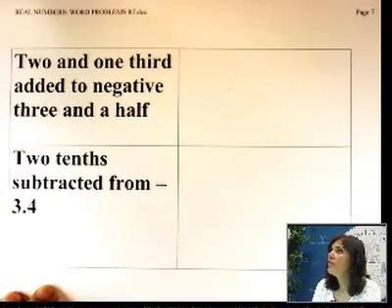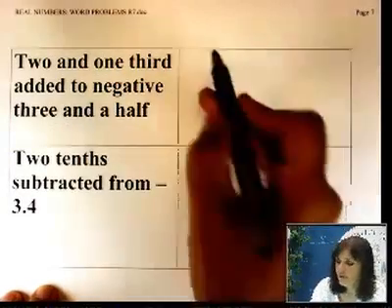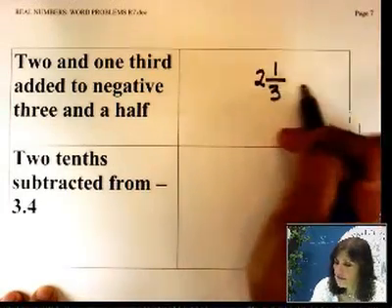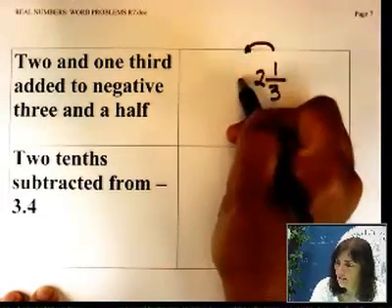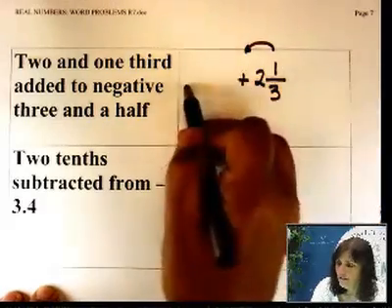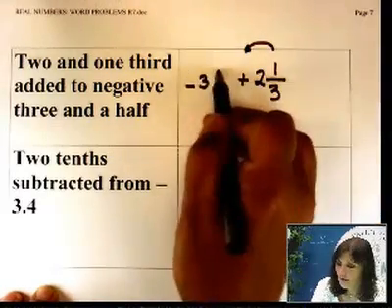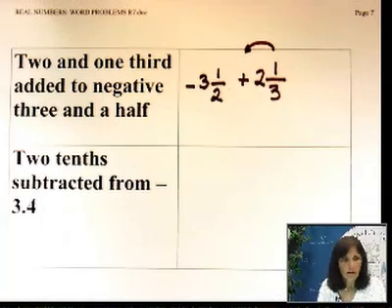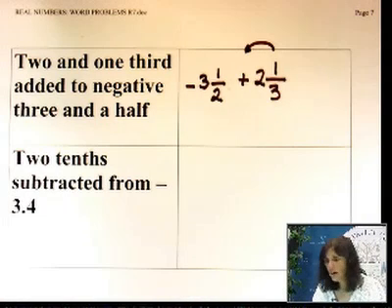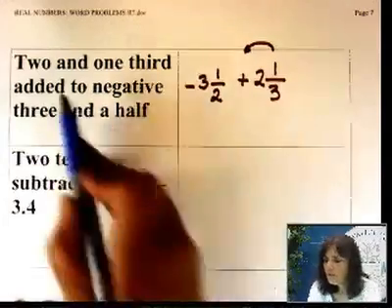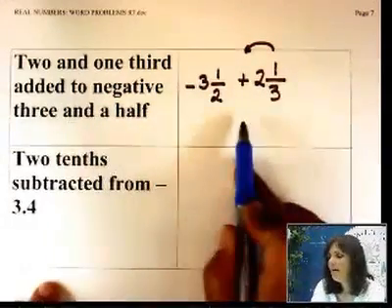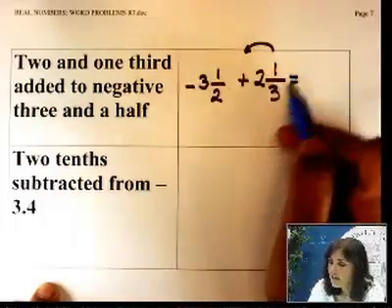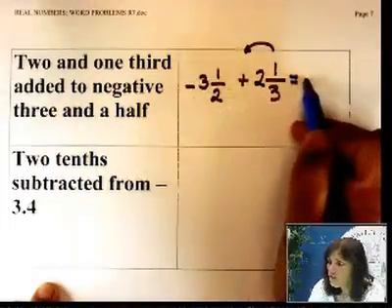2 1/3 added to negative 3 1/2. 2 1/3 is added to negative 3 1/2. Does that make sense? Okay. Let's try to do that. How do I do the 2 1/3 added to negative 3 1/2? All right, I'm supposed to subtract, take the difference, and the answer is going to be negative.